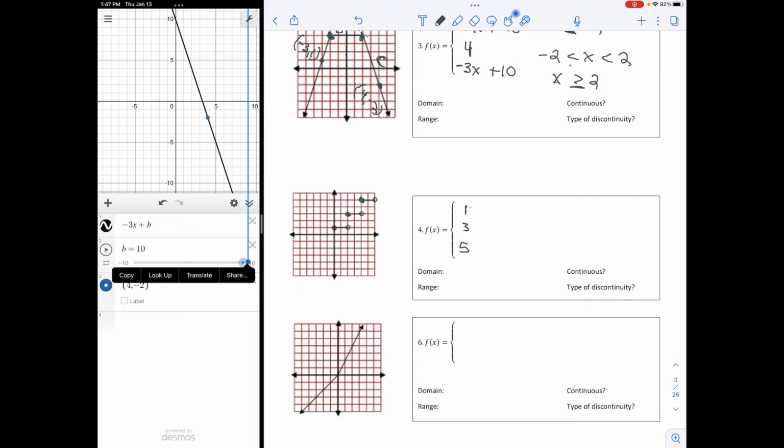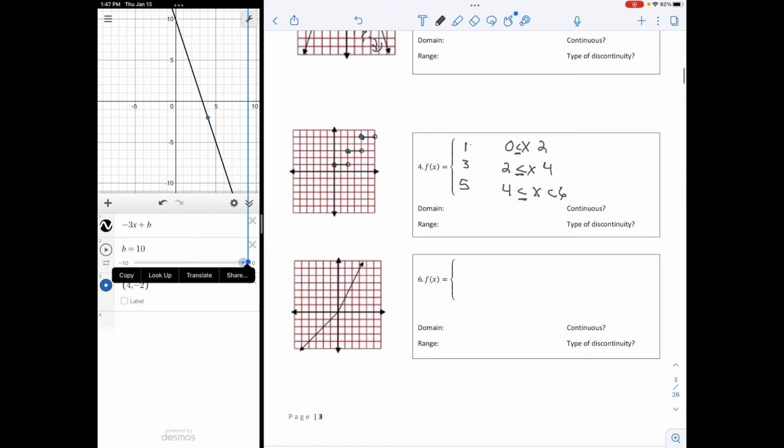So my restrictions are x is between 0 and 2, and it's closed on 0. It's between 2 and 4, and it's closed on 2. And this one's between 4 and 6, and it's closed on 4. Okay? For the next one, we have 2 equations.